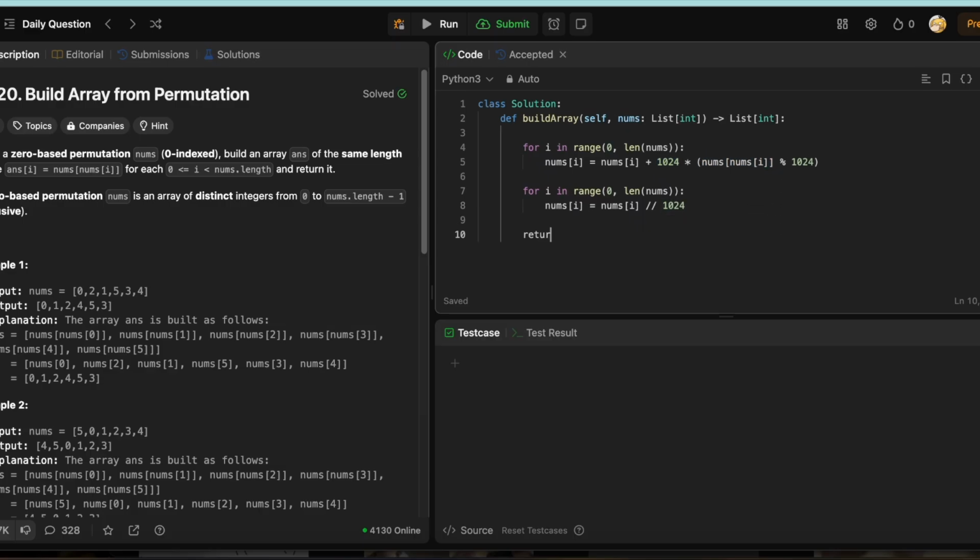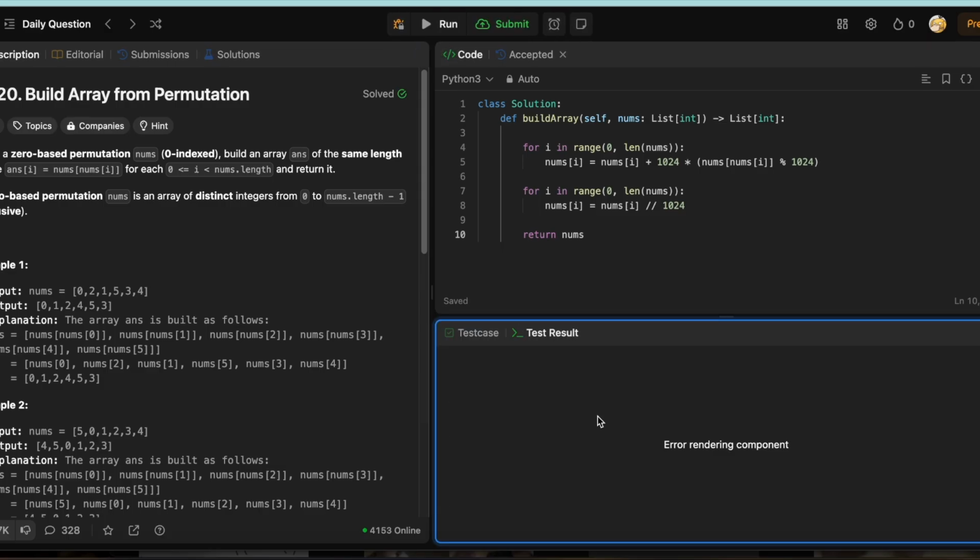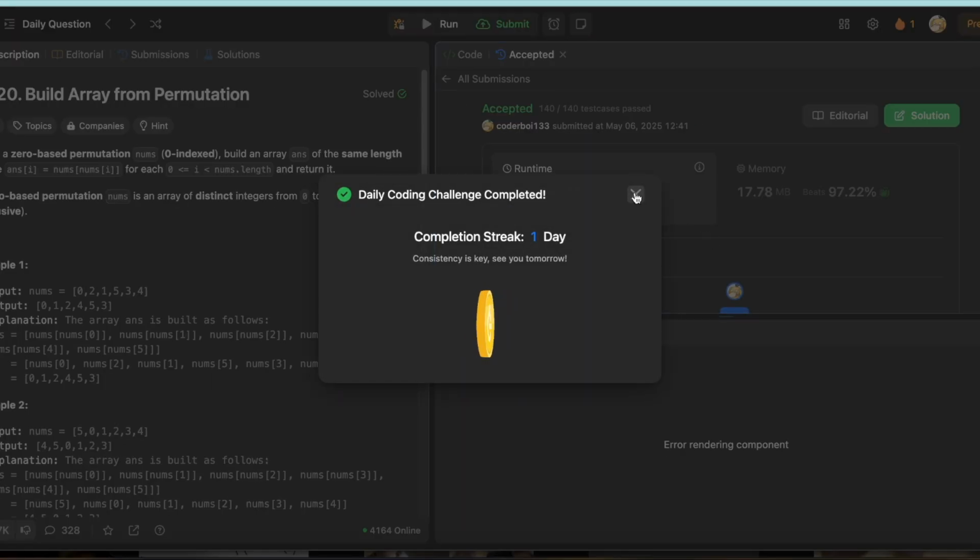And with that, we can simply return nums, and we're done. So let's run it. I don't know why that's happening. It should work though, so let's just submit. And there we go. That's the solution.